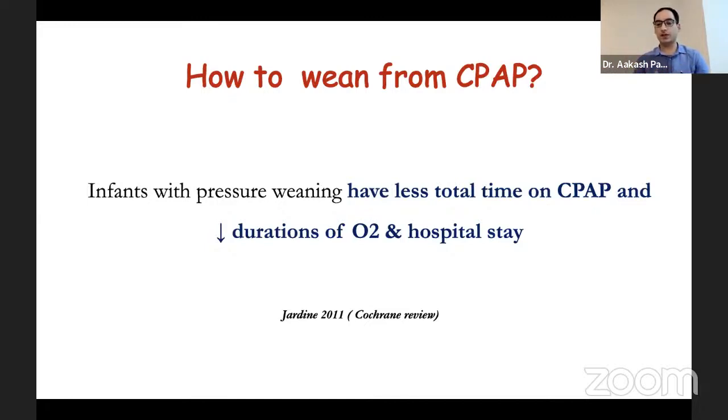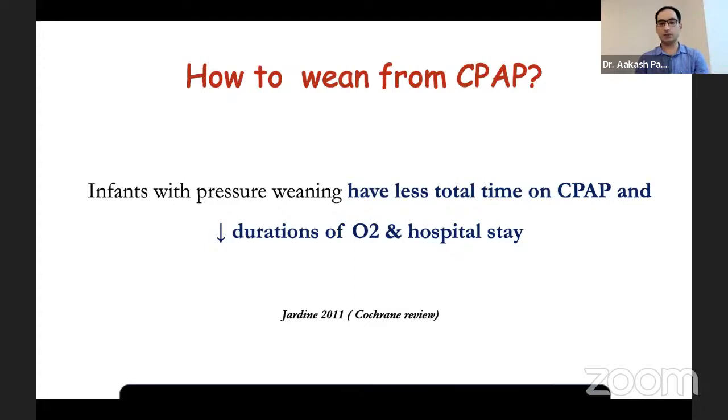Now, if we compare these two strategies, that is pressure weaning versus cyclic weaning, it is seen that pressure weaning is the better strategy. It has been shown to decrease the duration of CPAP and oxygen, and thereby it decreases the duration of hospital stay. So that is the strategy we use in our unit. That is, we decrease the pressures from the highest pressures to 4 to 5 and a FiO2 of less than 30%, and then we wean these babies from the CPAP.